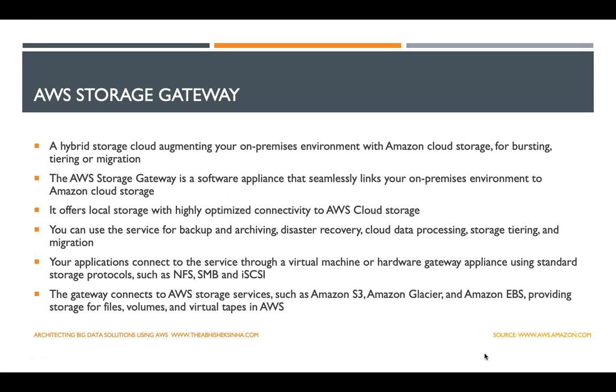You can use this service for backing up and archiving, for disaster recovery, and for cloud data processing, storage tiering, and migration. Your applications can connect to the service through a virtual machine or a hardware gateway appliance using standard storage protocols such as NFS, SMB, and iSCSI. The gateway connects to AWS storage services like S3, Amazon Glacier, Amazon EBS, or EFS, and all these can be seamlessly integrated with your existing on-premise applications.